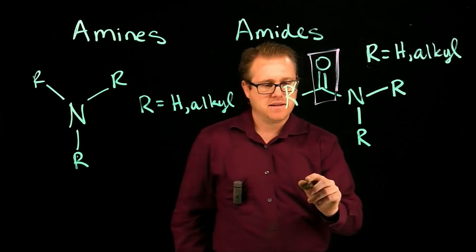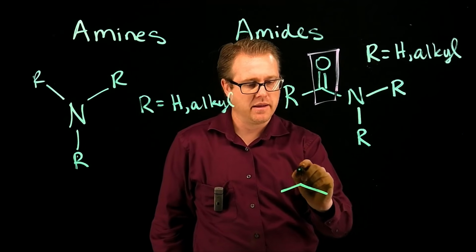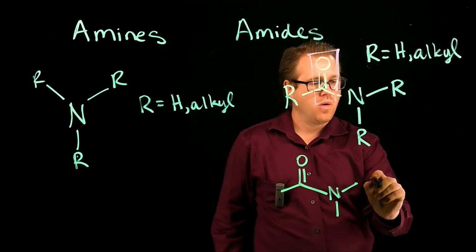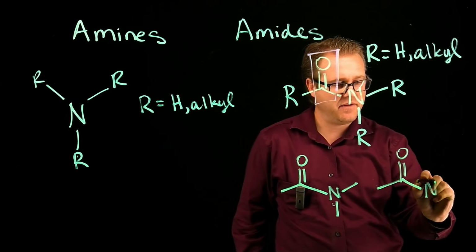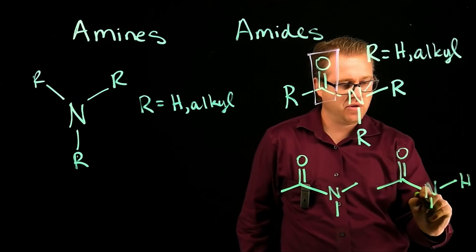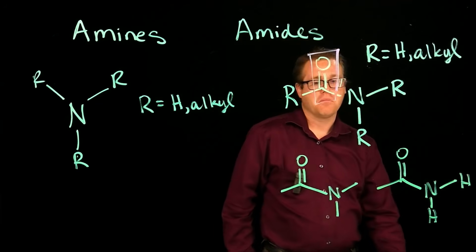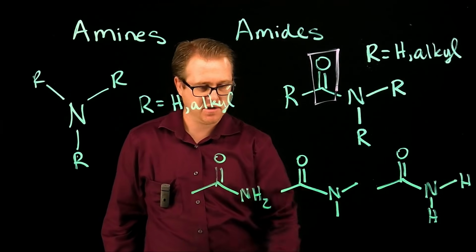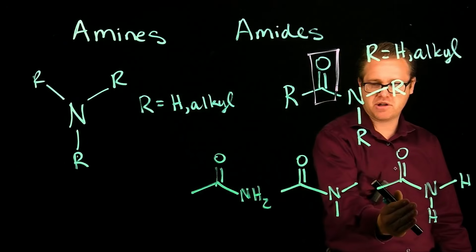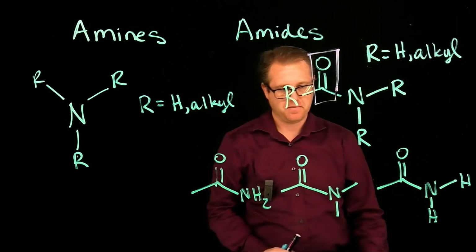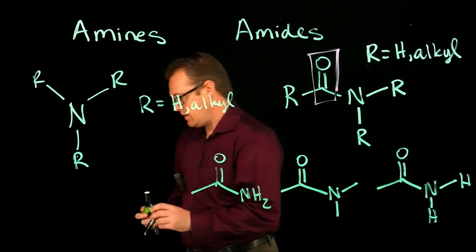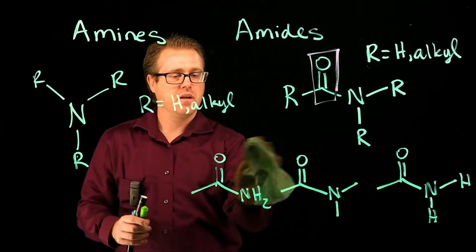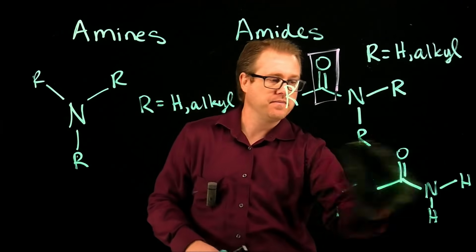So you could have amides that look like this. They could all be carbons, or you could have any variation. You could have 2 hydrogens, or you could have all hydrogens. Each one of these structures right here is an amide. Now, let's focus our attention on amines for a moment.